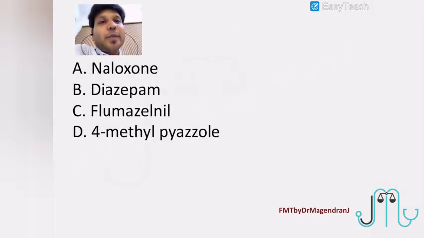What is the antidote for methanol poisoning? It's a very straightforward question. It's so easy. In methanol poisoning, 4-methyl pyrazole can be used. You have fomepizole.